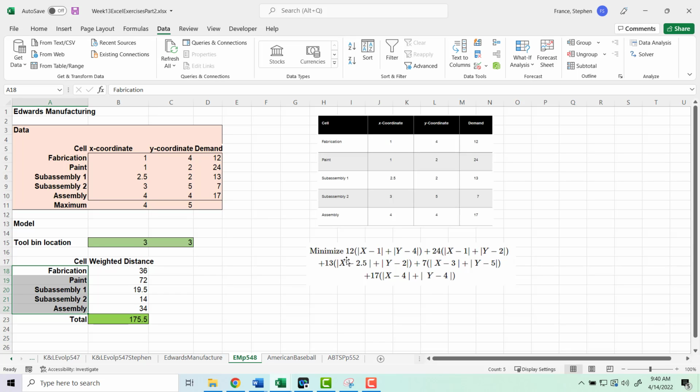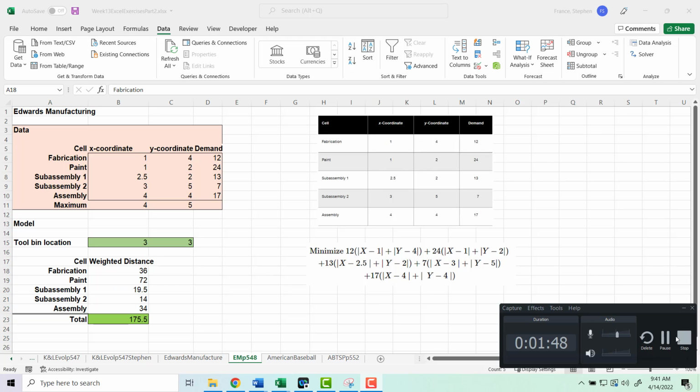And to do this, we basically just minimize the demand-weighted distance. So here we've got the demand for fabrication, then the distance. So here this is the x distance, x minus 1 plus y minus 4. And then for the paint, we have a demand of 24, and the distance is x minus 1 plus y minus 2. And then we have a demand of 13 and 2.5 and 2, which is the sub-assembly area.